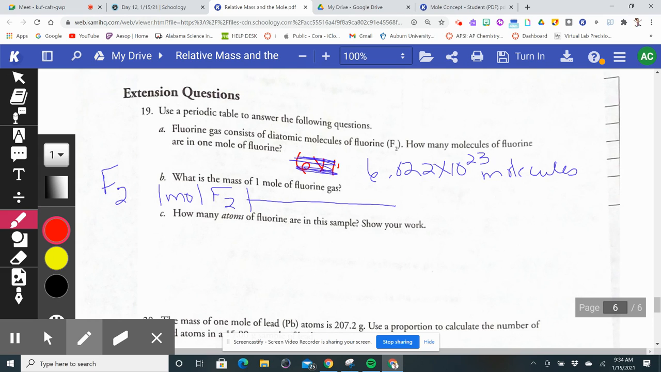What am I wanting to find? The mass of F2. So I need a conversion that gets rid of moles and gives me grams. So where are moles going to go? On the bottom. And what's going on the top? Units. I do units first. Grams. Because I know how to get from moles to grams, right? All right, so look, using my periodic table, in 1 mole of F2, how many grams are there?